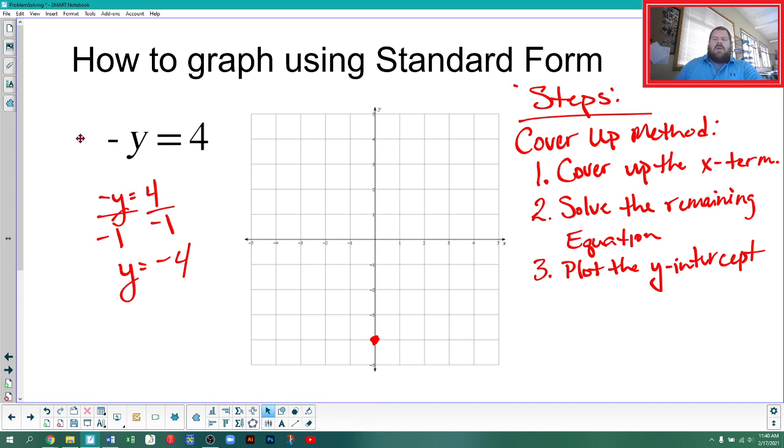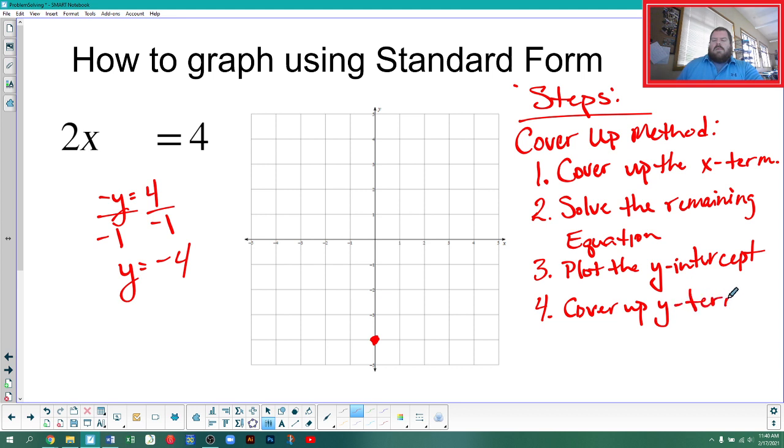Okay, now at this point, I'll repeat the same thing, but I'll cover up the y term. So I will cover up the y term. And now I kind of want to repeat steps 2 and 3, but with a different variable.